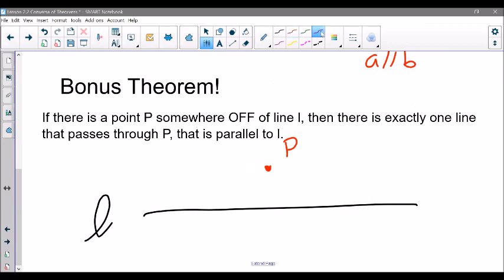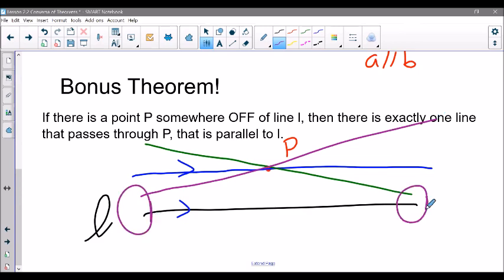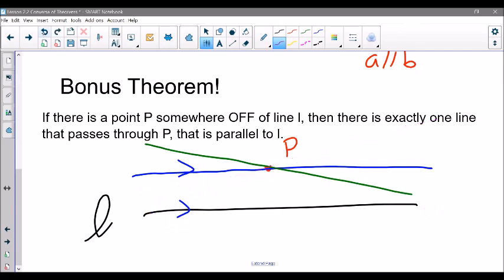So that line, if I draw that line, that is perfectly parallel with L. That is the only line I can draw through P that is exactly parallel with L. If I try to draw another one, that's obviously not parallel because they're going to intersect somewhere down here. These intersect somewhere over there, right? So that's kind of a weird theorem, but it's kind of an important idea.